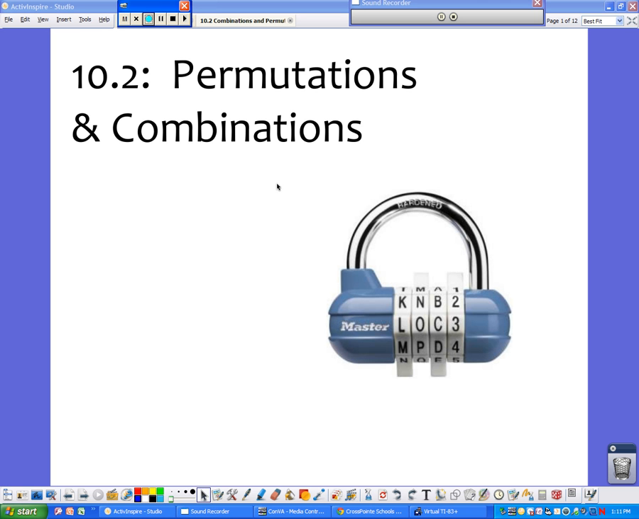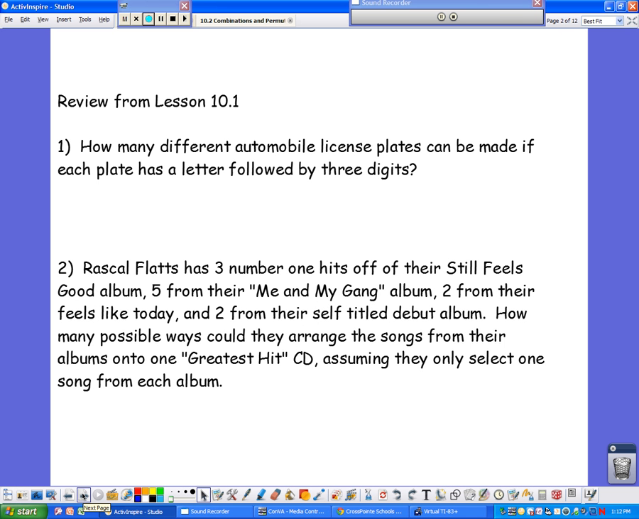All right, lesson 10.2 is permutations and combinations. Before we get into the lesson, I wanted to spend a little bit of time reviewing what we discussed in lesson 10.1. So I have a couple of questions, so if you could pause the video at this time and go ahead and answer these two questions.